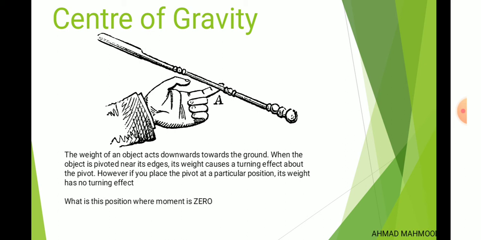That point where the turning effect is zero or the moment is zero is called the center of gravity of the object. Or that point will be the pivot of the object, the center of gravity of the object. And we know that if the force is applied on the pivot, there is no turning effect.